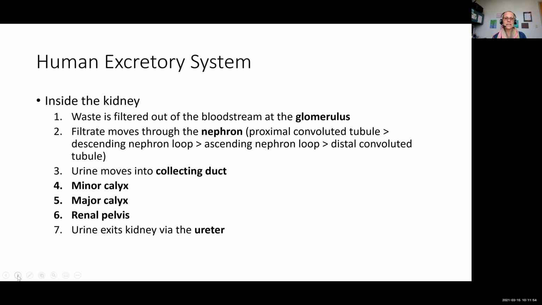And what we see is that this process begins in a special set of capillaries that's referred to as the glomerulus. So what we see is waste material, metabolic waste material, is filtered out of the bloodstream at that capillary bed, the glomerulus. And then that filtrate moves through a special tube called the nephron. And we can also call these collectively kidney tubules. So we'll see that in some of our labeling.